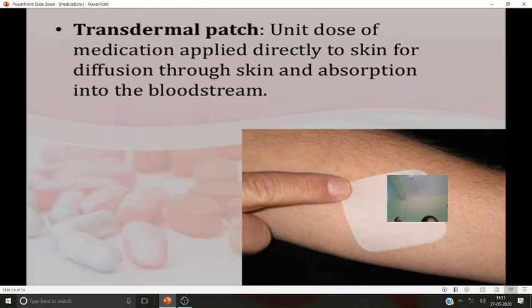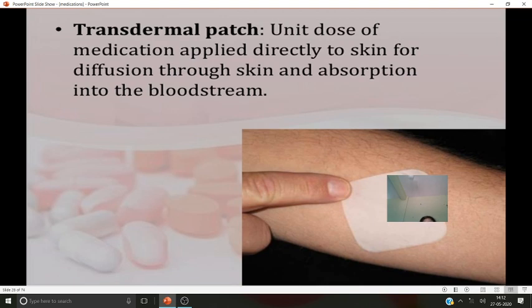Then coming to paste, a preparation like ointment for external use, frequently thick and stiff, and it penetrates the skin less than ointment. Okay, these are some of the forms of drugs. Then the lotion also: an emollient liquid, which may be a clear solution or suspension, applied to the skin. So lotions are also present. So these are the forms of drugs.